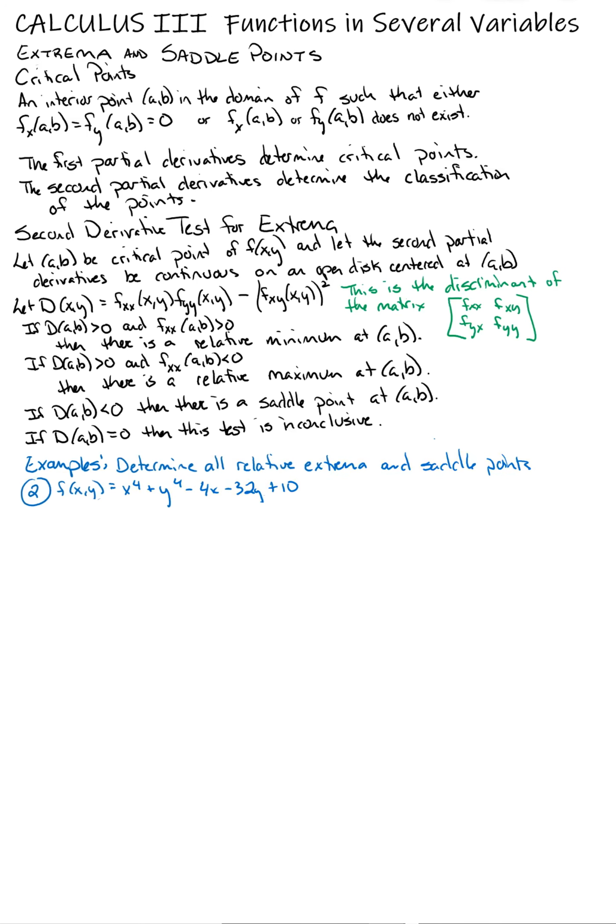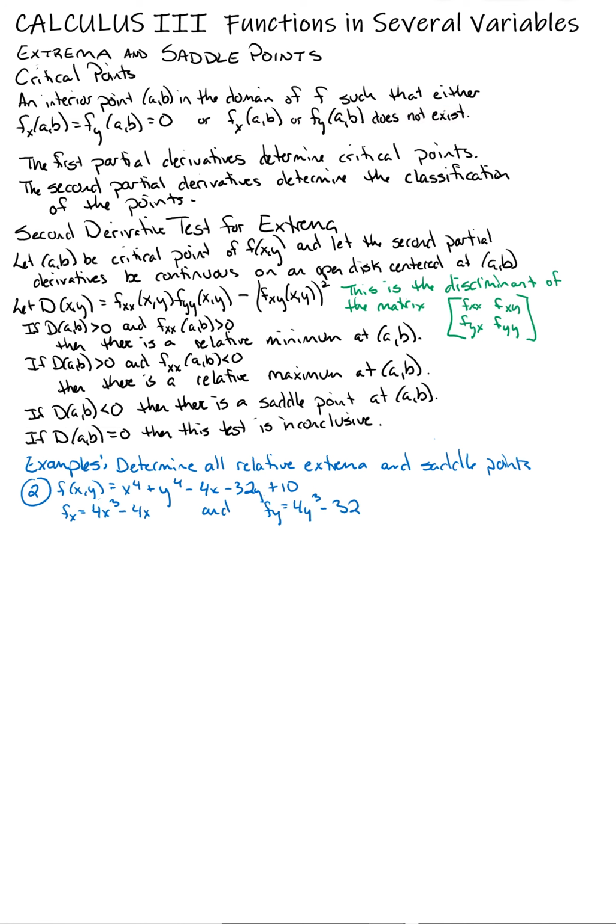So first off, we need to find the critical points. Remember, the critical points are where the first partials are equal to 0 or the first partials are undefined. If we take a look at the first partial with respect to x, we end up with 4x cubed minus 4x, and the first partial with respect to y is 4y cubed minus 32. Now, I notice here that these are never undefined, so I don't have to worry about that portion of it.